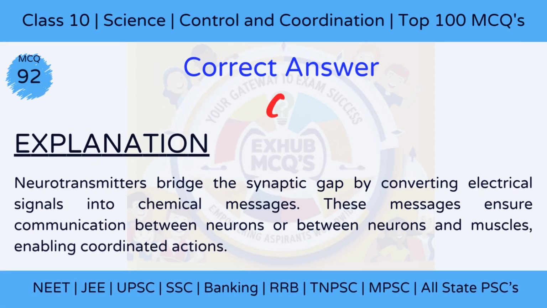The correct answer is option C, bridge the synaptic gap. Explanation: neurotransmitters bridge the synaptic gap by converting electrical signals into chemical messages. These messages ensure communication between neurons or between neurons and muscles, enabling coordinated actions.